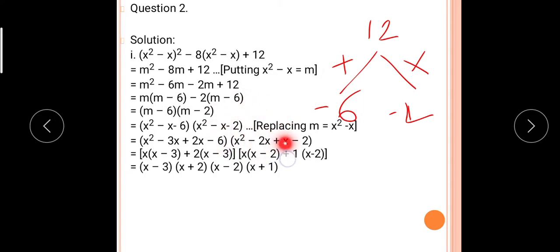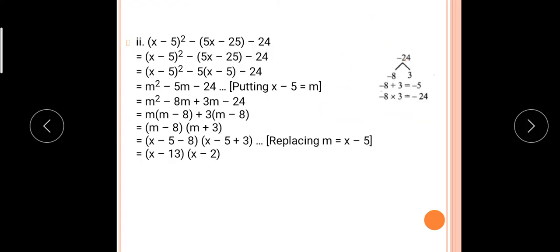So minus 2 plus 1 is minus 1, and multiplication is minus 2. Now by taking common factors, follow the same way as before. Up to this point you will get the factors: x minus 3, x plus 2, x minus 2 and x plus 1. So in this way you have to solve question number 2. It is very simple, just remember the steps. The second step means for what value you have to substitute a simple variable and how to write the equation.